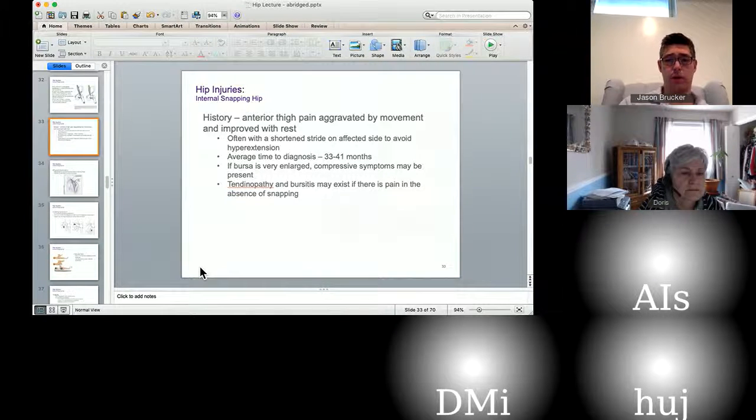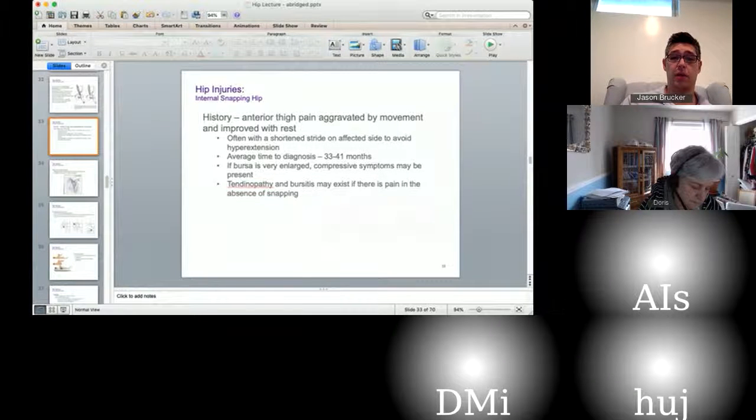The history that will be provided will usually be an anterior side pain. Will not be in the groin per se, so a little bit more anterior. And as I mentioned before, there can be an associated bursitis, especially if in the absence of snapping.